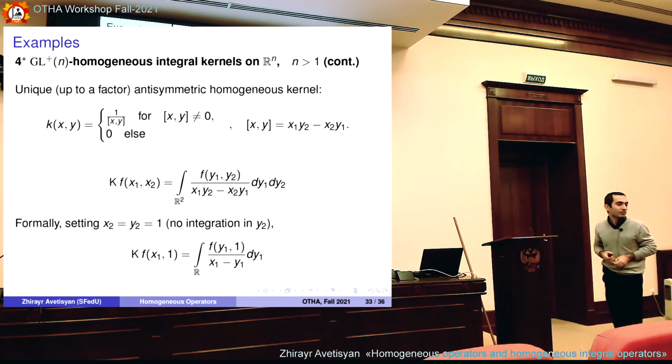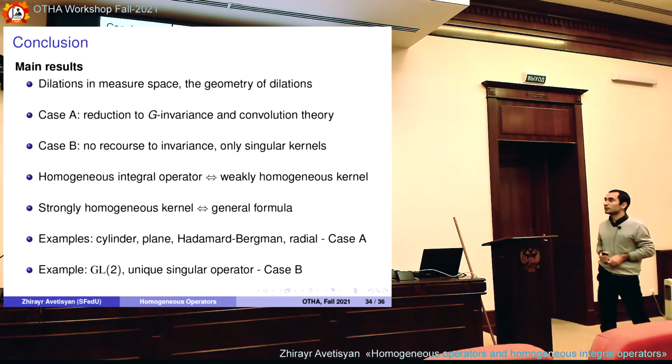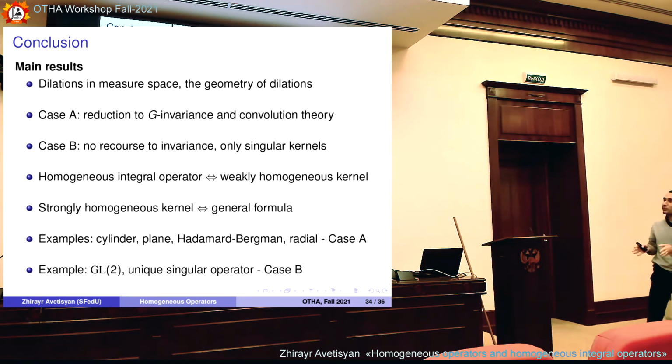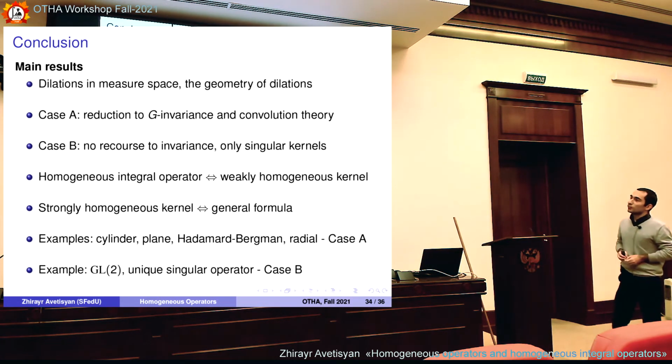So we are still thinking how to make sense of this operator together with Alexei, and hopefully this will appear in another publication. So I'm close to my conclusion, and what we have done is we introduced dilations in a measure space, and we studied the geometry of dilations. And then we distinguish between two cases. Case A, where you can reduce everything to G invariance in convolution theory, and case B, where there is no such reduction and you expect only singular kernels. Then we saw that homogeneous integral operators are exactly those integral operators with a weakly homogeneous kernel.